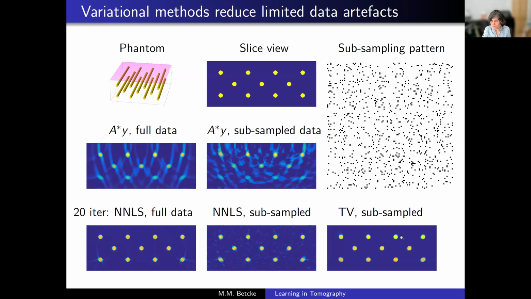So if I choose the regularizer smartly, in this case the total variation is essentially made for that image, so that I can see they get almost perfect reconstruction. Okay, so that is for this very simple example.